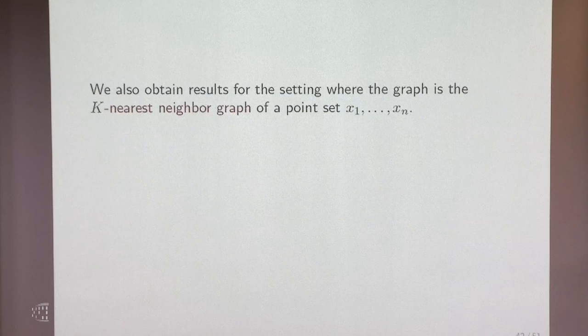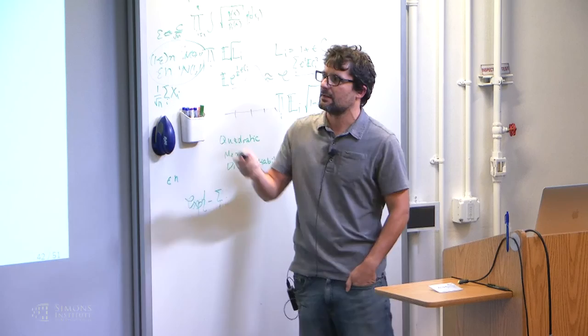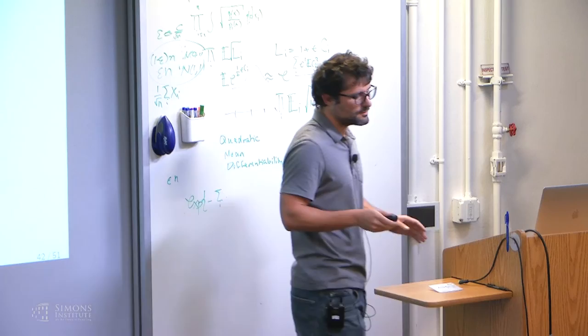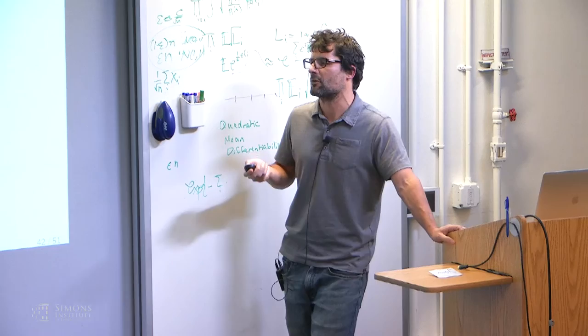And we can extend this to a particular setting that was of particular interest to Ulrike von Luxburg, who was the main person in recent years to push those problems. We looked at the situation where the adjacency matrix is not on the R-ball graph on the underlying point set, but on a k-nearest neighbor graph. The situation is a bit different, but also similar, and we're able to deal with that.